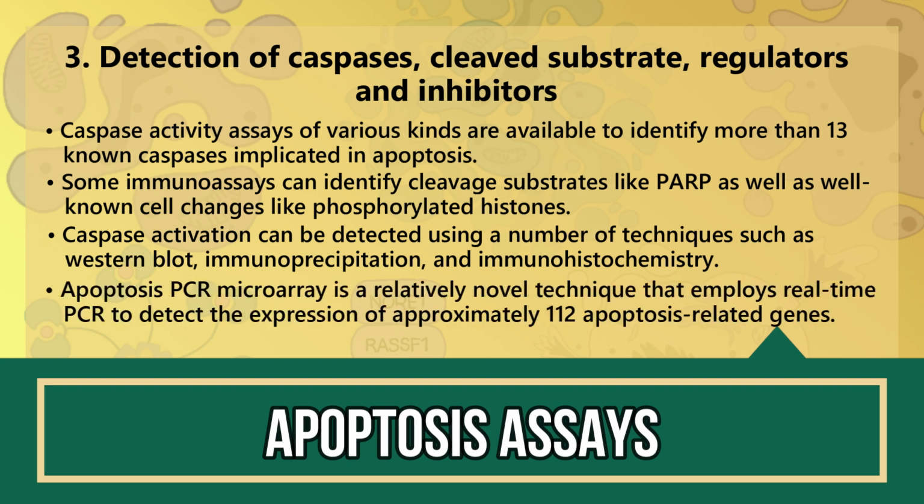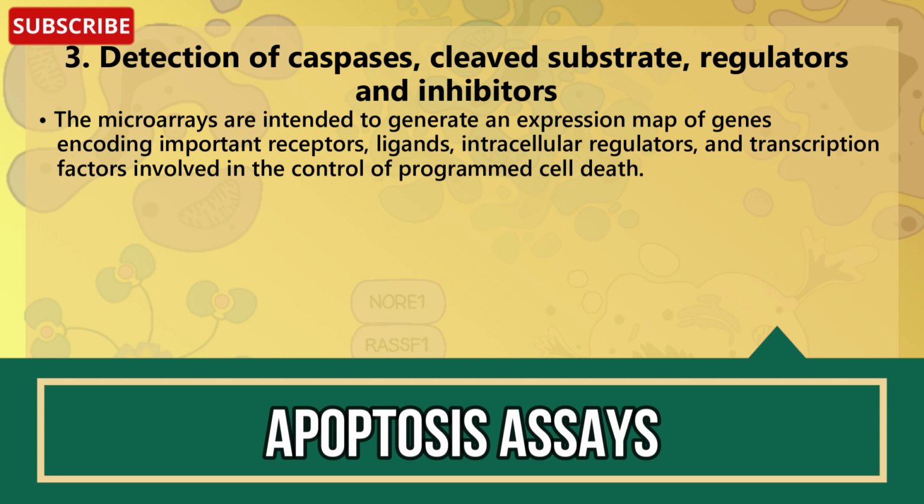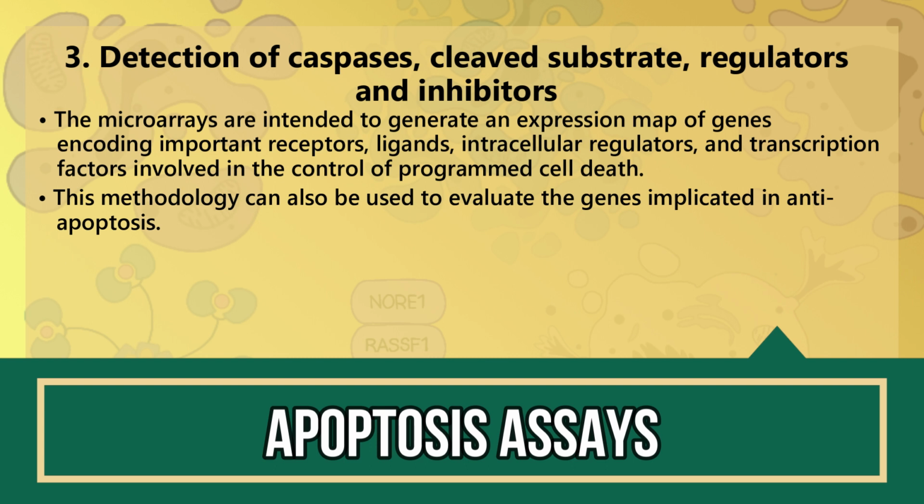Apoptosis PCR microarray is a relatively novel technique that employs real-time PCR to detect the expression of approximately 112 apoptosis-related genes. The microarrays are intended to generate an expression map of genes encoding important receptors, ligands, intracellular receptors, and transcription factors involved in the control of programmed cell death. This methodology can also be used to evaluate the genes implicated in anti-apoptosis.